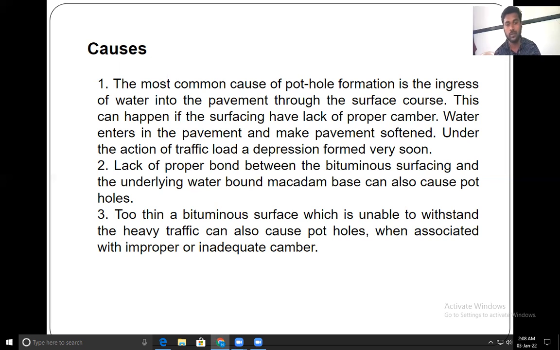A too thin bituminous surface which is unable to withstand heavy traffic can also cause potholes when associated with improper or inadequate camber. So it is very important to provide the proper camber slope. And if the bituminous surface is very thin, and the traffic coming is very high and also carrying very large loads, then also there is a chance of potholes.